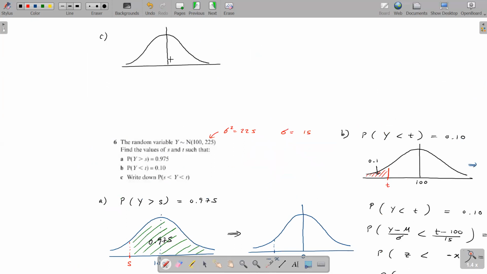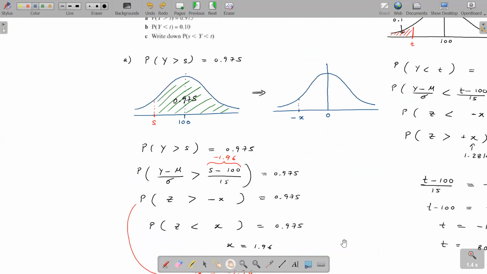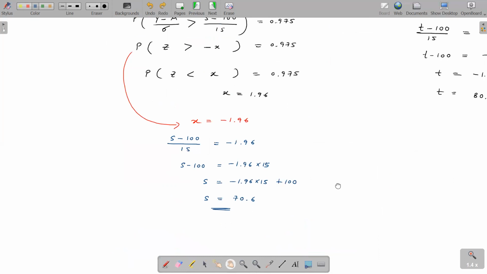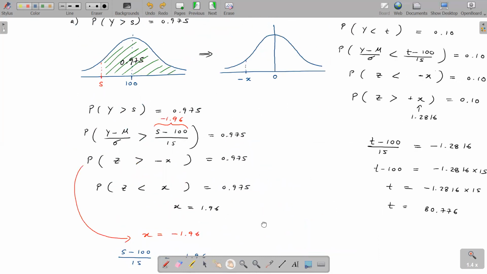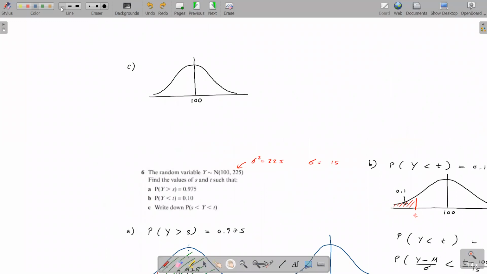The mean value, I'm going with Y, okay? I'm going with the Y variable. That's why the mean is 100. I'm not going with standard normal because I'm working with Y, the normal distribution which has a mean of 100. So what did we know about the S value and T value? We found our S value is 70.6 and our T value is 80.776. So let's mark it. This is the S value. This is the T value.